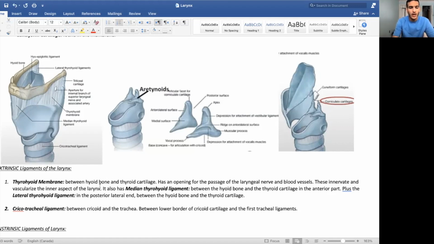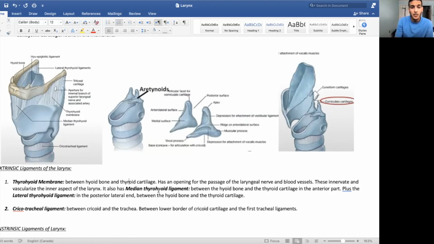cartilage. Okay, between hyoid bone and thyroid cartilage, it has an opening for the passage of the laryngeal nerve and blood vessels. You see this opening right here, an aperture for the internal branches of the superior laryngeal nerves and the associated artery. So these are the nerves and arteries that innervate and vascularize the larynx. The superior laryngeal nerve splits into the external and the internal, as you remember from our video on the vagus nerve, as far as I remember. These innervate and vascularize the inner aspects of the larynx.